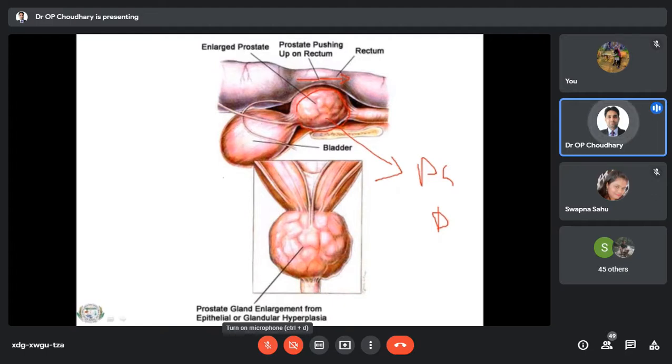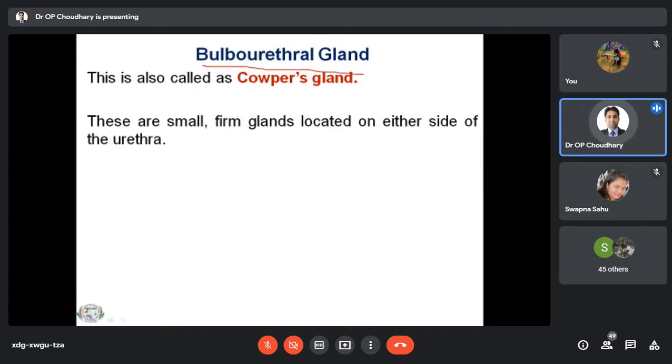And there can be a hyperplasia condition, which is called prostate gland enlargement by epithelial or glandular hyperplasia. The last gland is the bulbourethral gland, also called Cowper's gland. These bulbourethral glands are small, firm glands located on either side of the urethra.